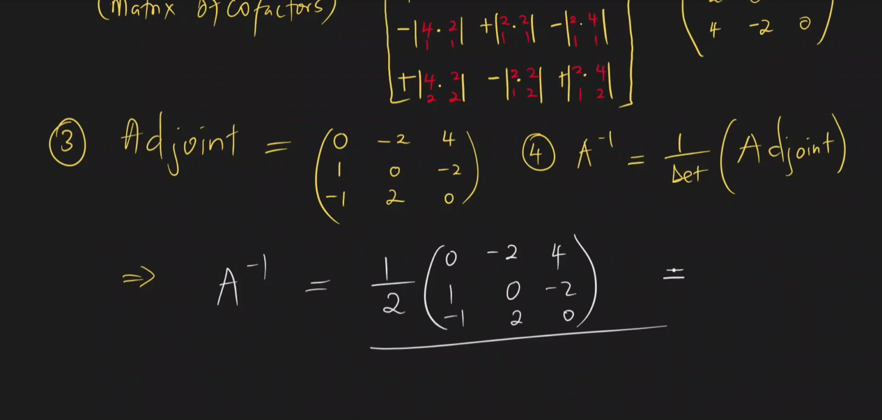That will simplify to half times 0, we get a 0. Half times minus 2, we get minus 1. Half times 4, that's a 2. Then half times 1, we get a half. Then half times 0, that's a 0. Half times minus 2, we get minus 1. Half times minus 1, we get minus half. Then half times a 2, that's a 1. Half times 0, that's a 0.